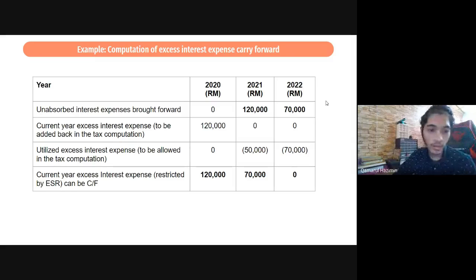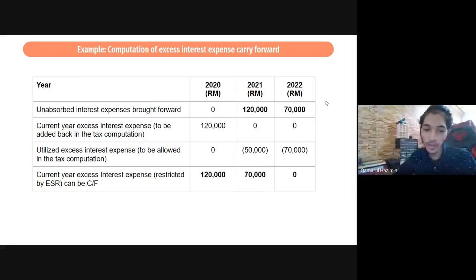Okay, this one is actually the same as the calculation of the previous example. It focuses on excess interest expenses, specifying each amount that needs to be transferred in the tax computation. For example, in 2020, the current year excess interest, which is 120,000, will be transferred back in the tax computation on the calculation of profit before tax, where we add the current year excess interest expenses to get the adjusted income. While on utilized excess in 2021, we minus the amount of 50,000 ringgit to get the adjusted income.